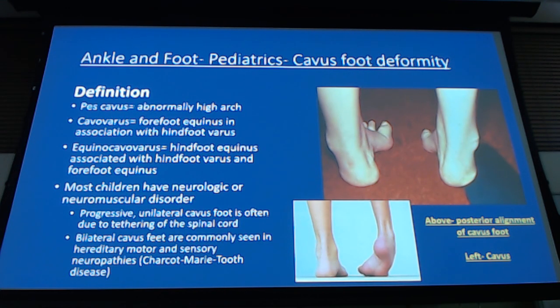So if it's due to a spinal cord problem, spina bifida being one of them, then sometimes you can correct the underlying condition first. However, in most equinocavovarus feet, you simply treat the foot condition and try to correct it. So based on the age of the patient, this can absolutely be corrected. Okay.